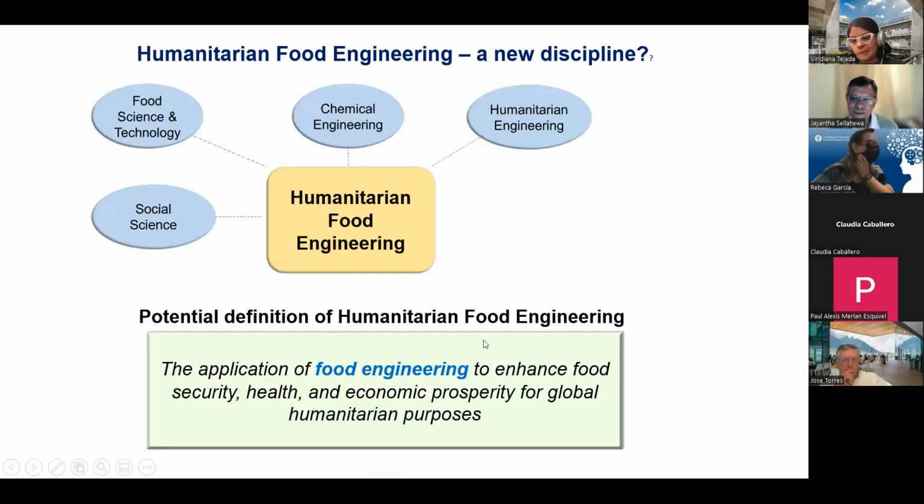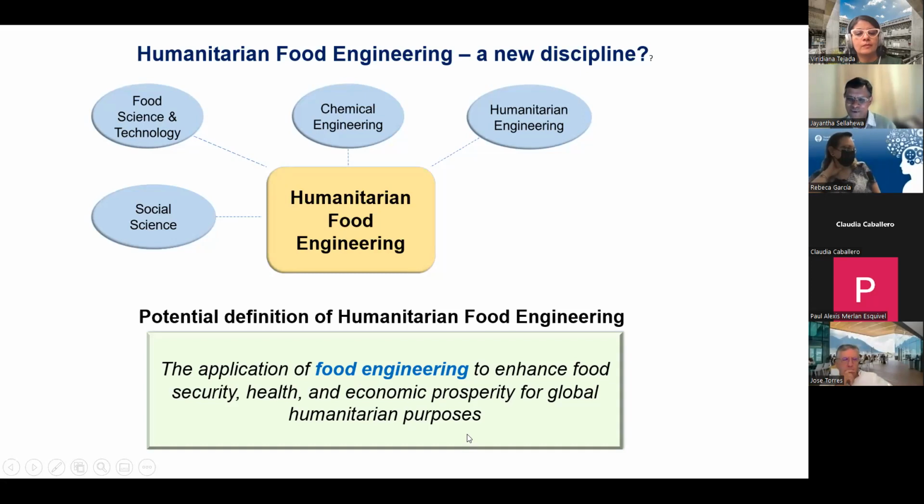So the question is, can we combine humanitarian engineering with food engineering and define a new discipline, which essentially would be a combination of food science and technology and chemical engineering, which is mainly food engineering, together with humanitarian engineering and social science. So the definition could be the application of food engineering to enhance food security and health for economic prosperity for humanitarian purposes.